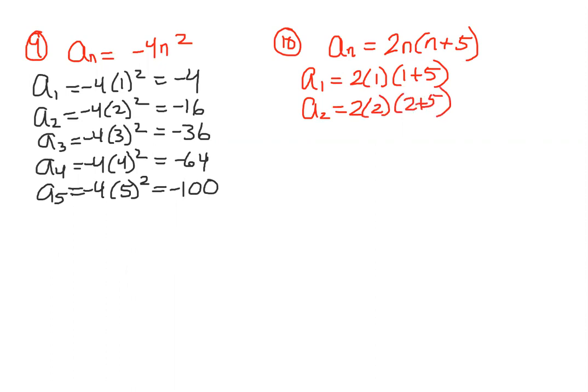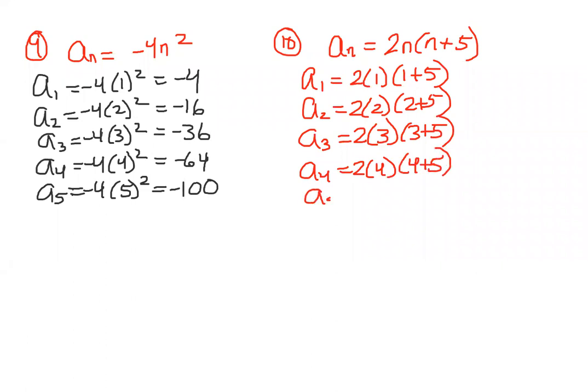So here we're putting the n in twice. There's an n multiplied by 2, and then there's an n plus 5. And we get this.